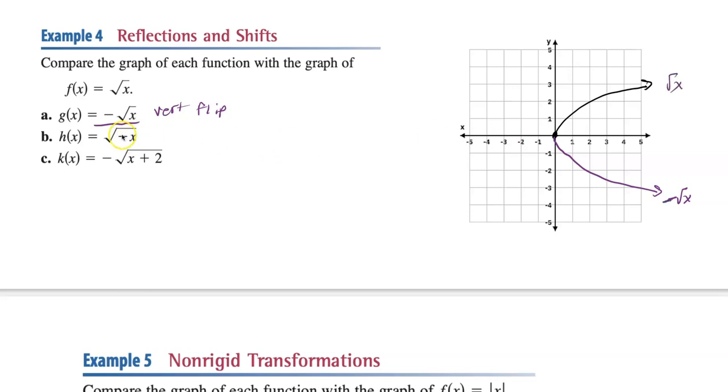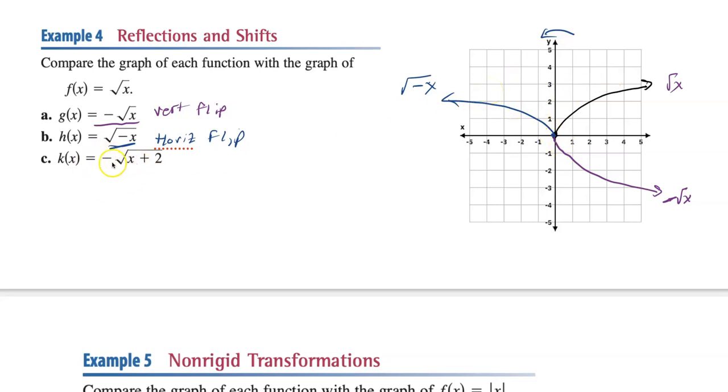Okay, the next one, the negative is on the inside. So inside is a horizontal flip. We're going to flip it horizontally, left and right. So I'm going to flip it this way, because again, we're starting with this one, right? We're flipping this guy. So it looks kind of like this. Again, not perfect, but that's the general idea. So like that, it flips them left and right.